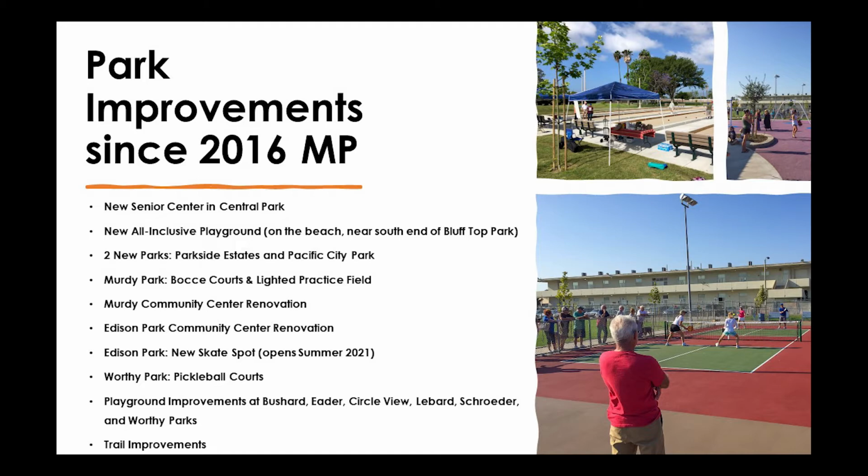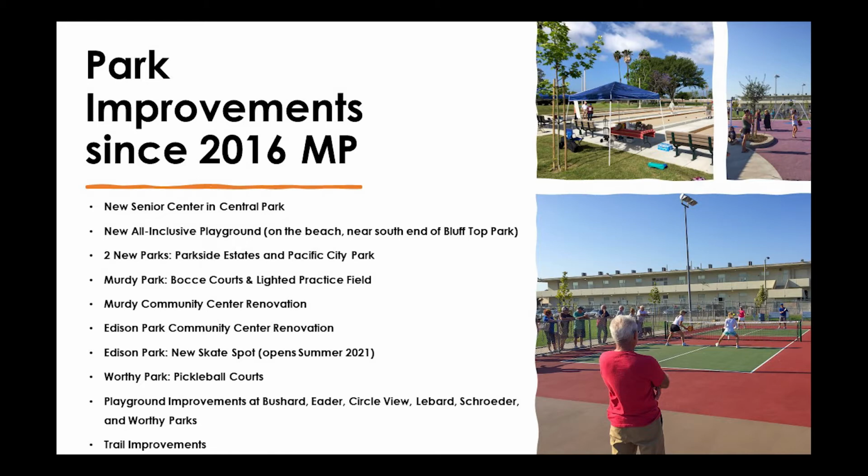So since 2016, when the initial master plan was approved by City Council, we're happy to say we've accomplished a lot of the goals that were set in that guideline. Some of the highlights you see on your screen there, including the new senior center in Central Park, almost a 40,000 square foot state-of-the-art facility for our senior citizens here in Huntington Beach. Also a brand new all-inclusive playground on the sand at the city beach. 2 new parks in partnership with some developers. We're able to build completely new parks to add to our inventory.